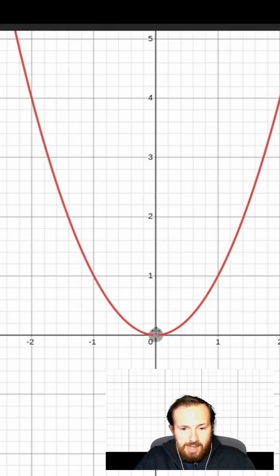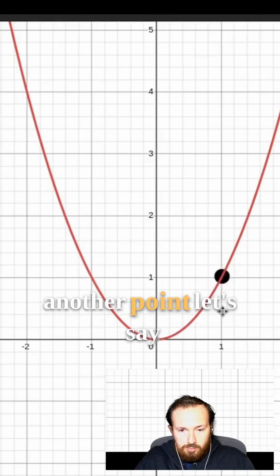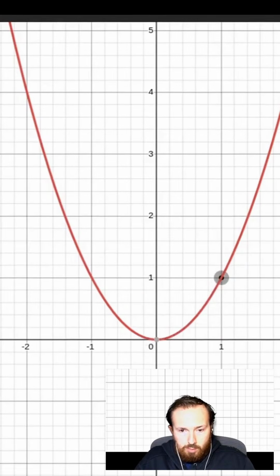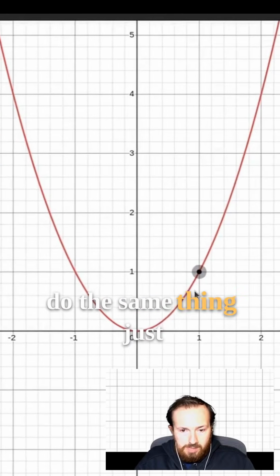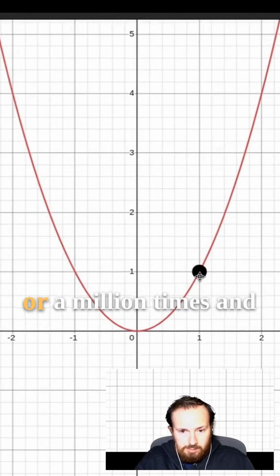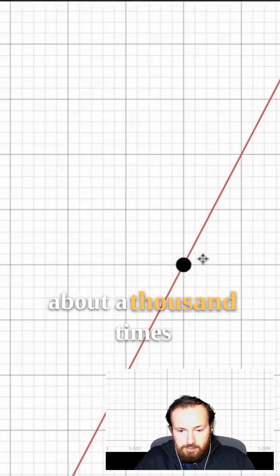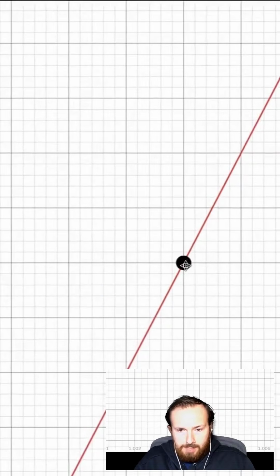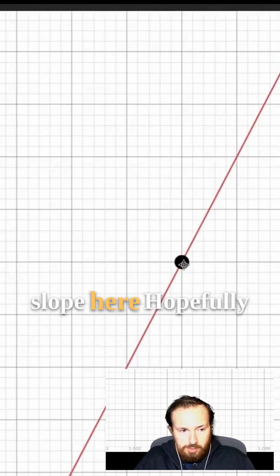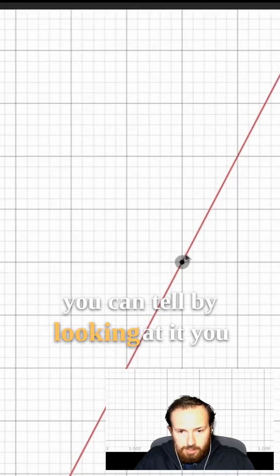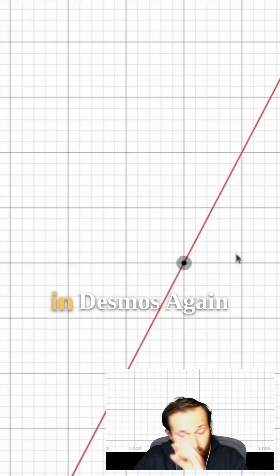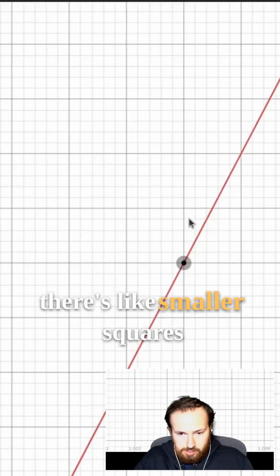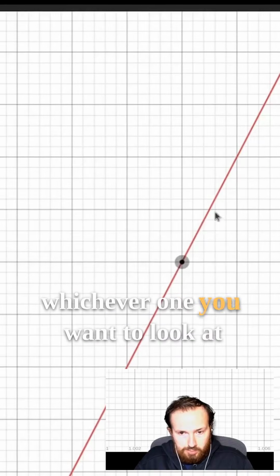Now, if I go up to, say, another point, let's say maybe around 1, now I'm going to do the same thing, and zoom in about 1,000 times at this point. Now the question is, what is the slope here? Hopefully you can tell by looking at it. You can kind of look at the squares here in Desmos. Again, there are smaller squares inside of the larger squares, but whichever one you want to look at.